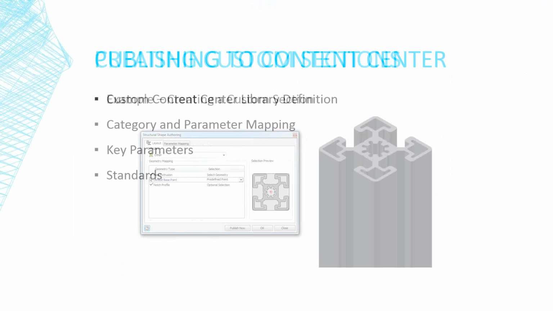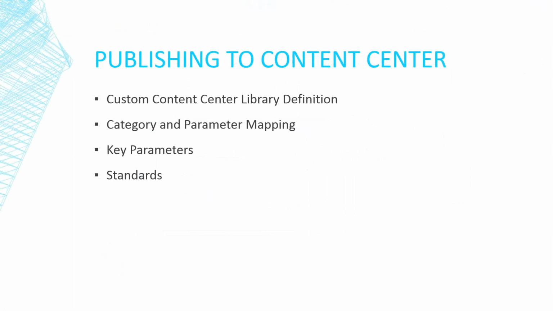Right, so the next step in this process is publishing it to the Content Center. Some key elements to this: you're going to need a custom Content Center library. You're going to have to confirm the category and parameter mapping. Because we authored the part, that's going to mostly be done for us in this case. You'll need to specify key parameters, and you'll need to fill out some information about the family, like the standard organization and a description of the name.